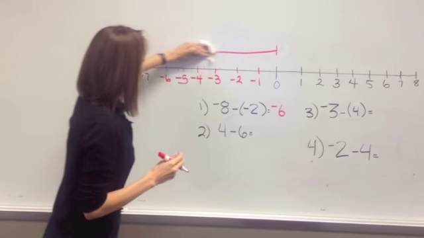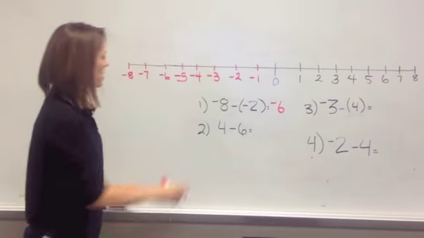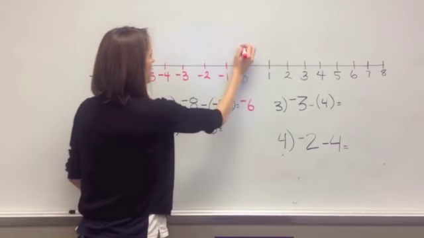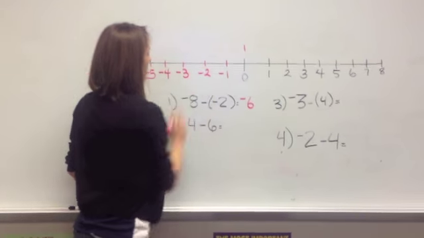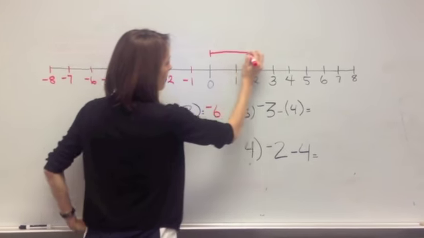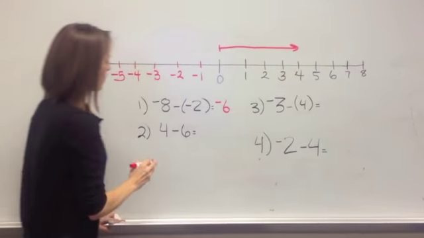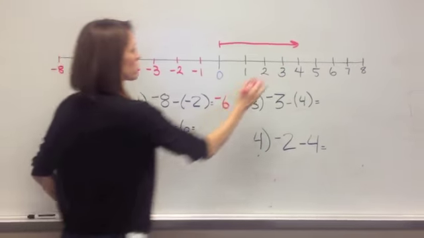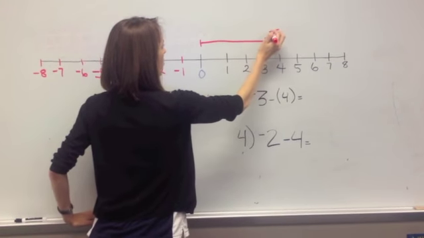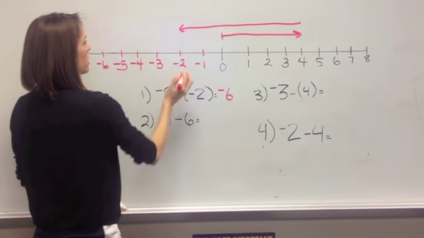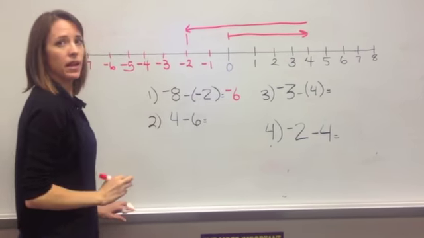Okay? So the second one is 4 minus 6. So remember, you're always going to start at 0. So you start at 0, and we're going to go forward 4. Right? We end up at 4. And then minus 6 means that you're going to go backwards 6. So we're going to start here. And we know that we go back 4 to get to 0, and then 2 more to go 6. And we stop here at negative 2.